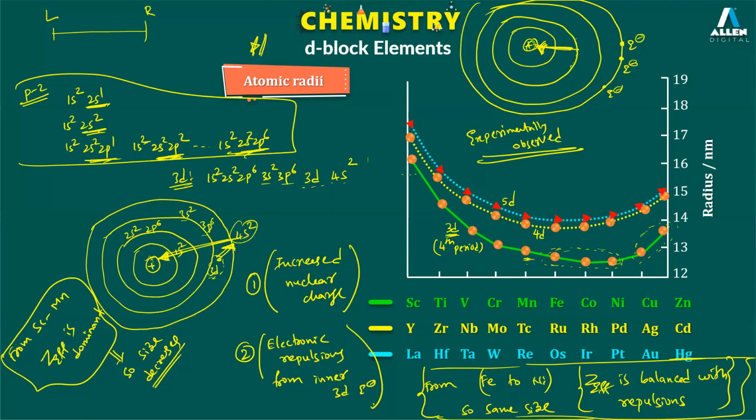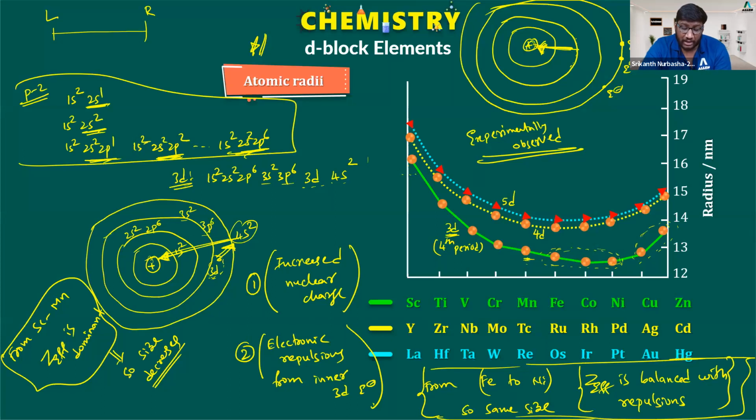No, sir. No, right? So simple logic, students, you don't need to complicate at all. When you are going from left to right in a period, atomic size decreases. That is the first point we need to know. Why does it decrease? Because the nuclear charge increases.